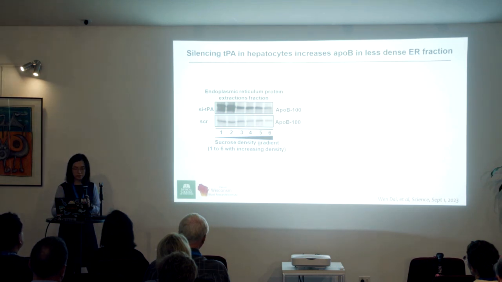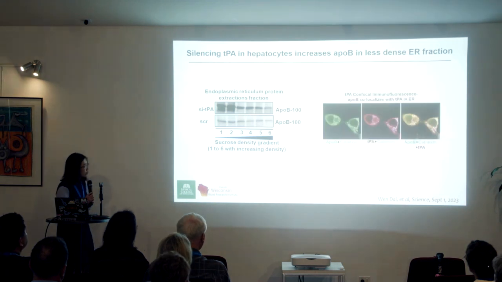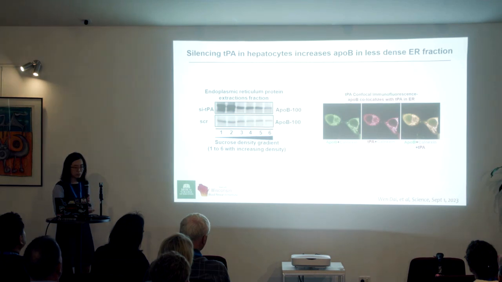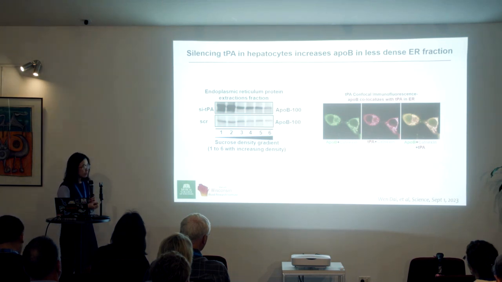This suggests that after TPA is silenced in the hepatocyte, the ApoB gets more lipids. We also wanted to make sure that the two proteins are interacting with each other and where they are located in the hepatocyte. Based on the confocal imaging, we saw that not only are TPA and ApoB co-localizing in the hepatocyte, but most of them are co-localizing with each other in the ER.